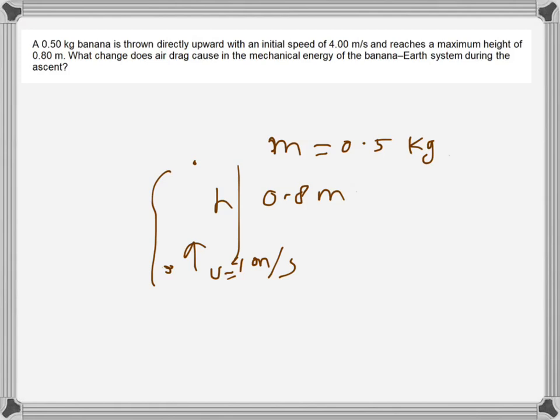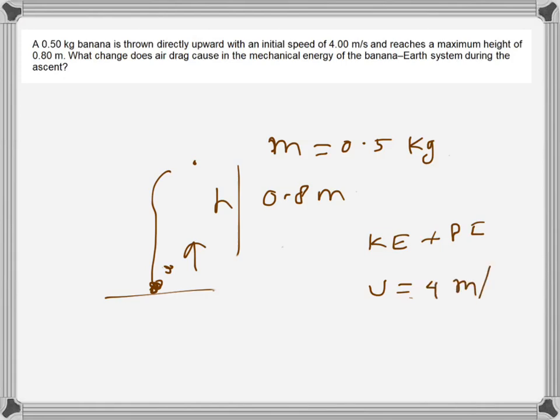So when we say mechanical energy, throughout this travel, if there was no air drag, the mechanical energy would be constant. That means the sum of the kinetic energy and potential energy would be constant. And what happens when the banana is thrown? At the moment when it is thrown with the velocity of u equals 4 meters per second, it has a kinetic energy corresponding to half mv square, and v becoming u, so that's 4.